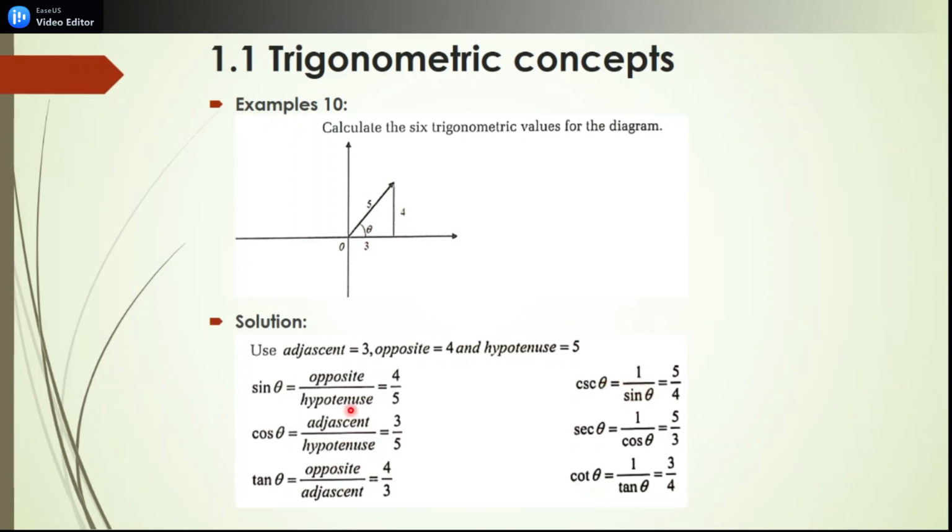We inverse this value. Then the secant is the inverse of cosine. We inverse this one, it is 5 over 3. Then for cotangent, we inverse the value of tangent.